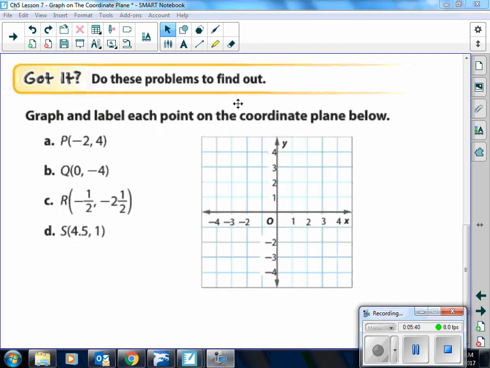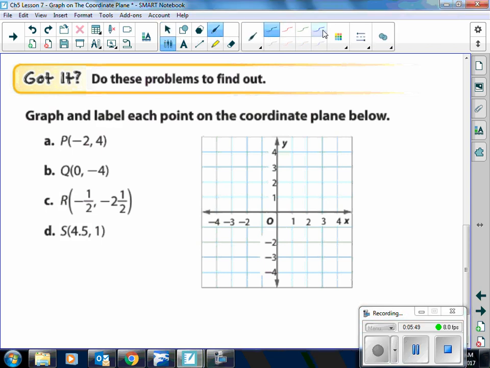Here, we're going to graph these. Got it. So we want to graph and label each point on the coordinate plane below. So here we're going to graph point P. Point P is at (-2, 4). So starting at the origin, we're going to go to the left 2, and we're going to go up 1, 2, 3, 4. So right there is point P. That is (-2, 4).